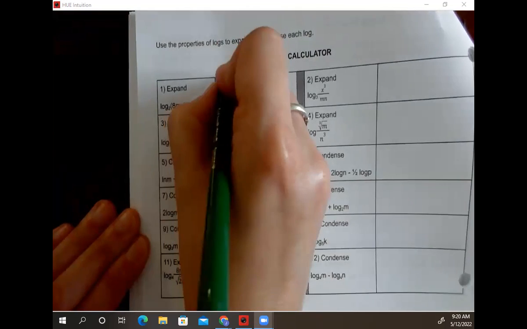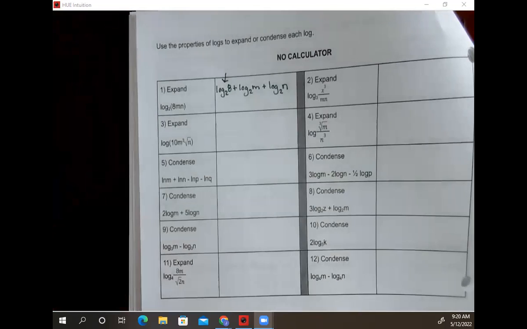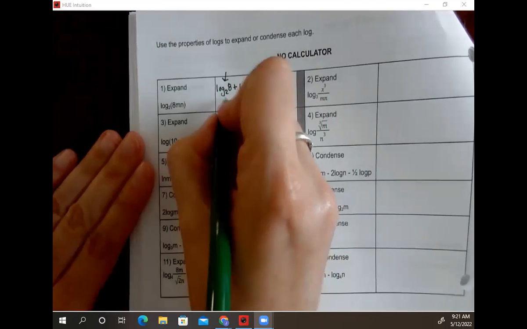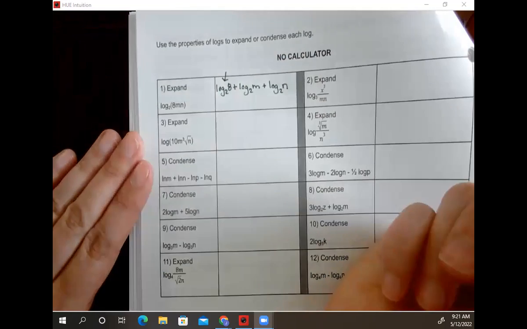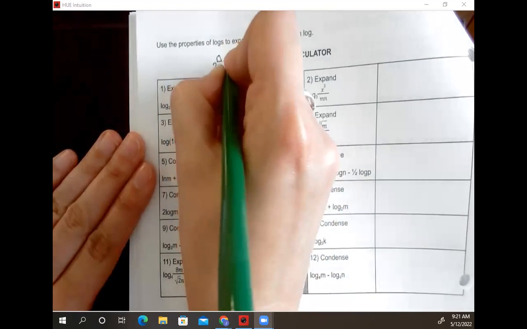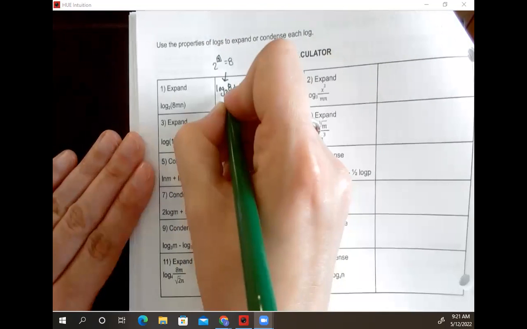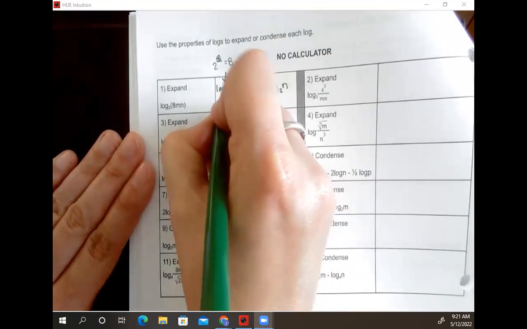Now, log base 2 of 8 is an example of why I might care about expanding logs, why I might want to spread some of these logs out. Log base 2 of 8, since we have all numbers here, this, remember, means 2 to the what would give me 8? Well, 2 cubed. So log base 2 of 8 is actually just 3.